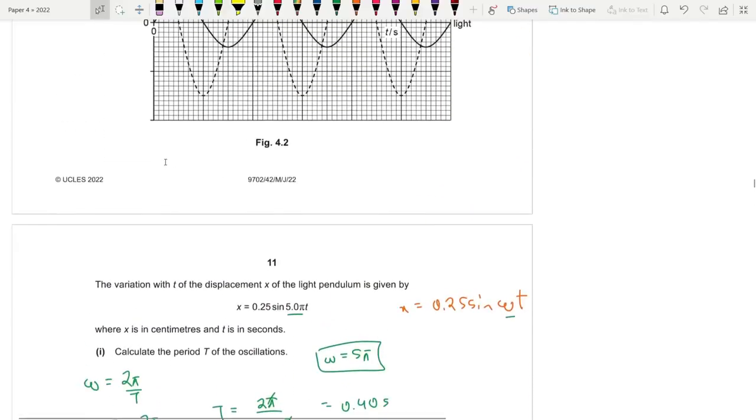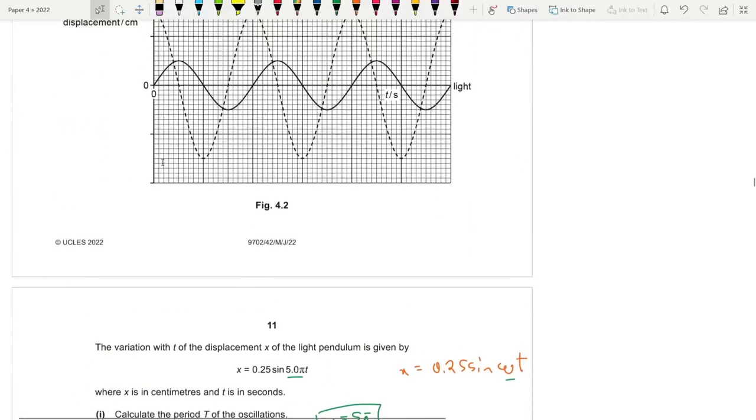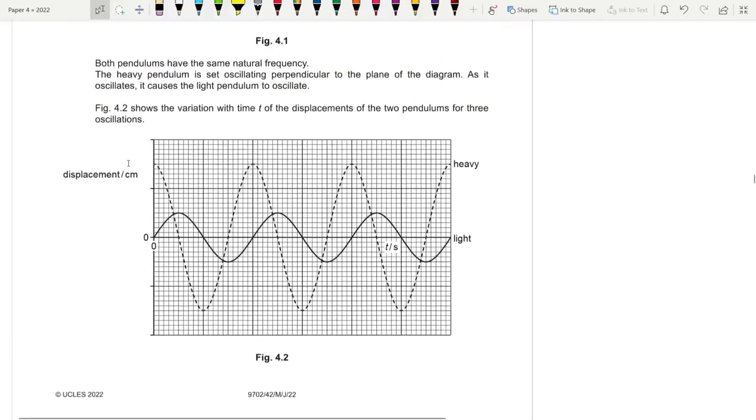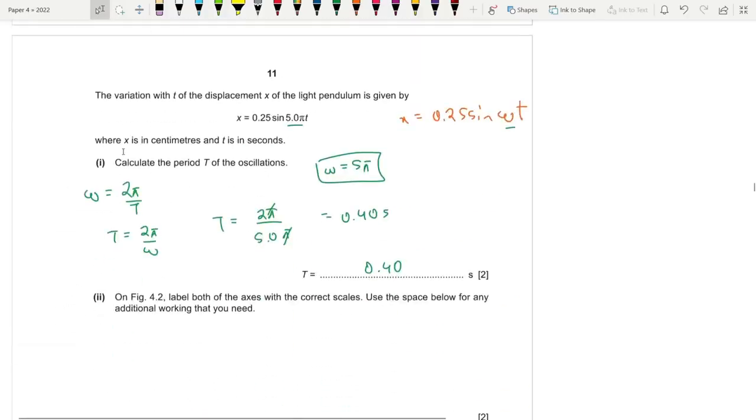With the correct scales. Oh, okay, they mean the numbers, right? So basically, this is the variation of the light pendulum. The value in front is the amplitude of oscillation. Do you guys understand? And this t over here is the time period. This is the time period for one complete oscillation.